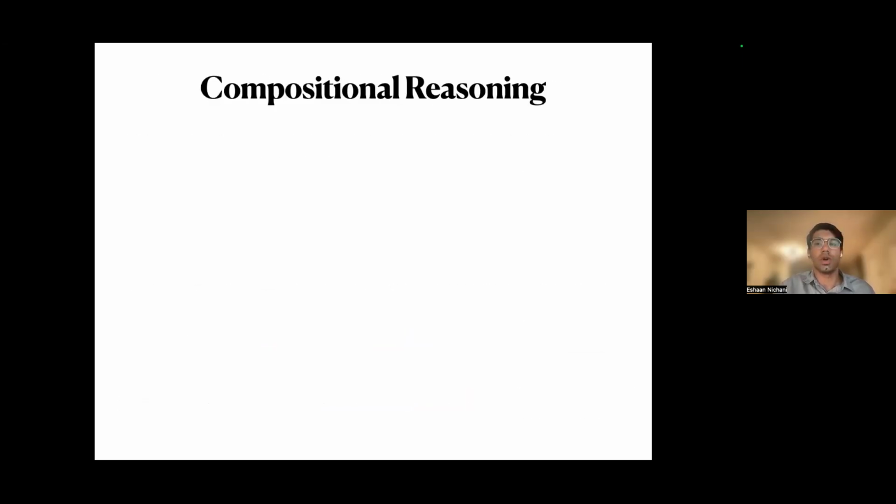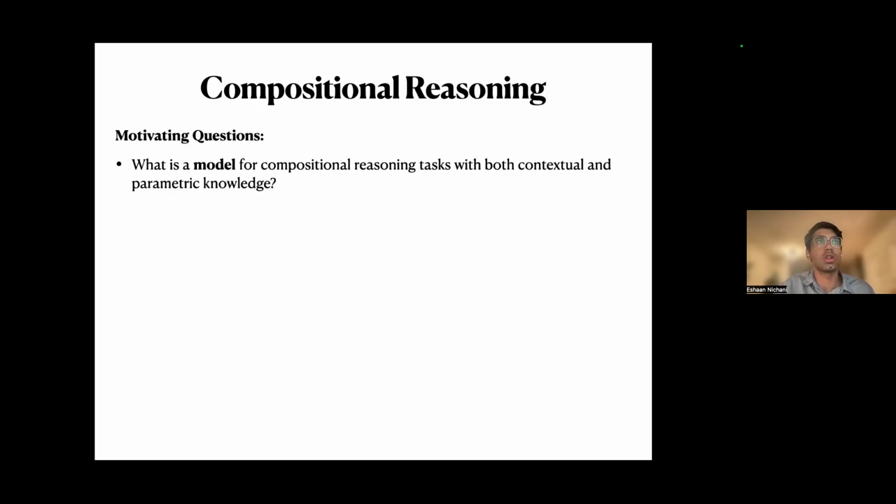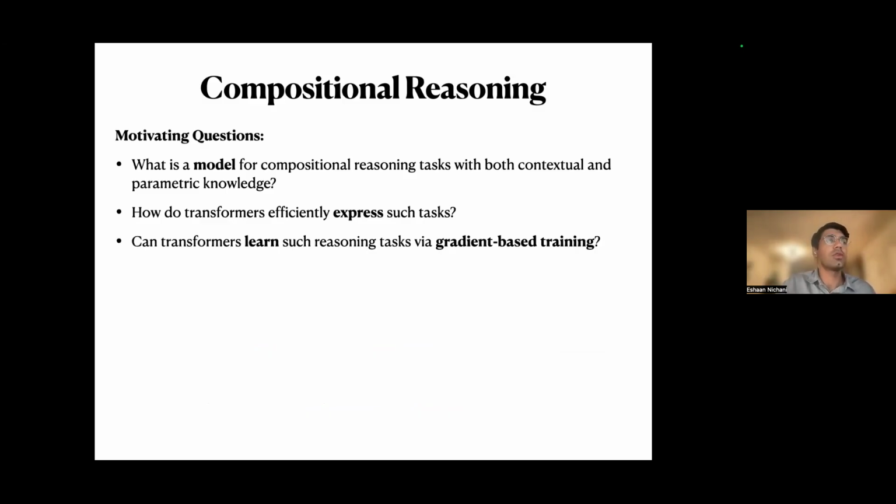So the goal of our work is to understand how LLMs learn to perform such multi-step or compositional reasoning tasks. In particular, we're interested in the following questions. What is a model for compositional reasoning, which includes both contextual and parametric knowledge? Secondly, how do transformers efficiently express such tasks? And finally, in my opinion, most importantly, how do transformers learn such reasoning tasks via gradient-based training?